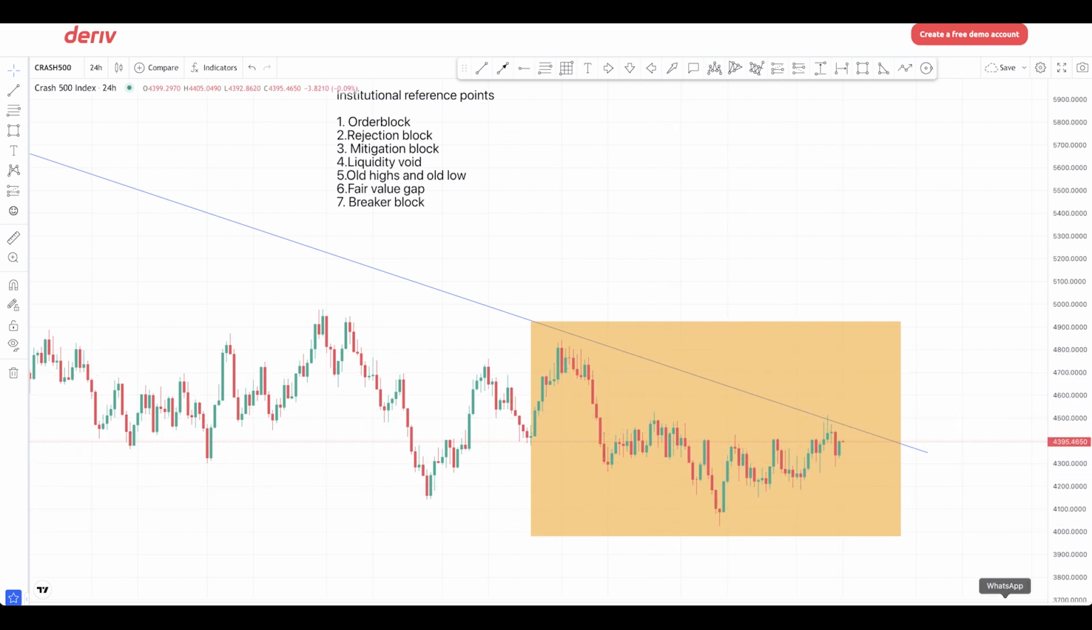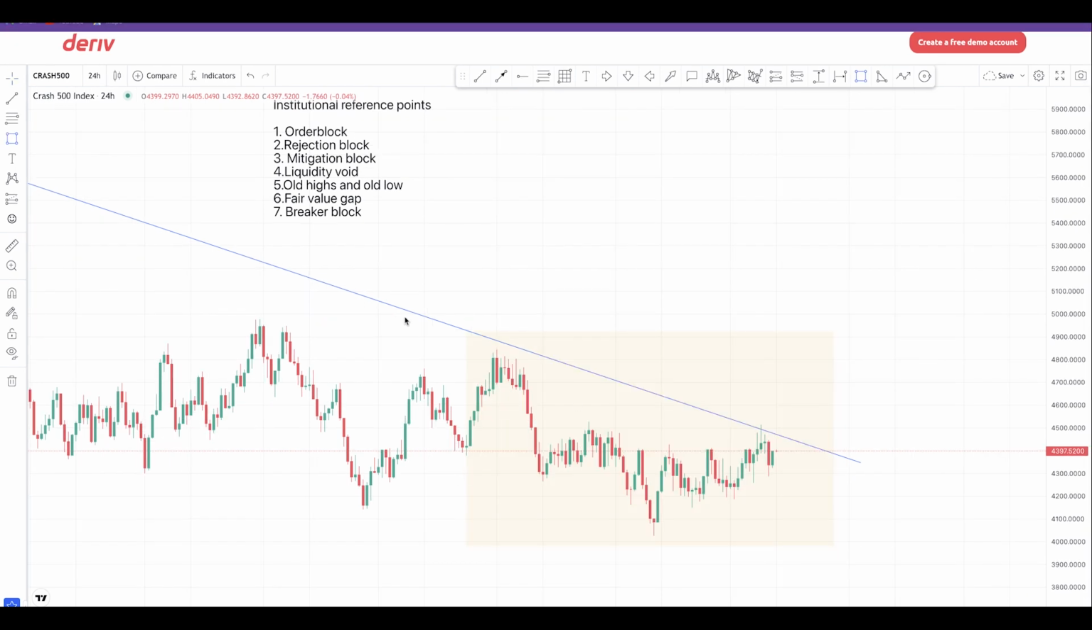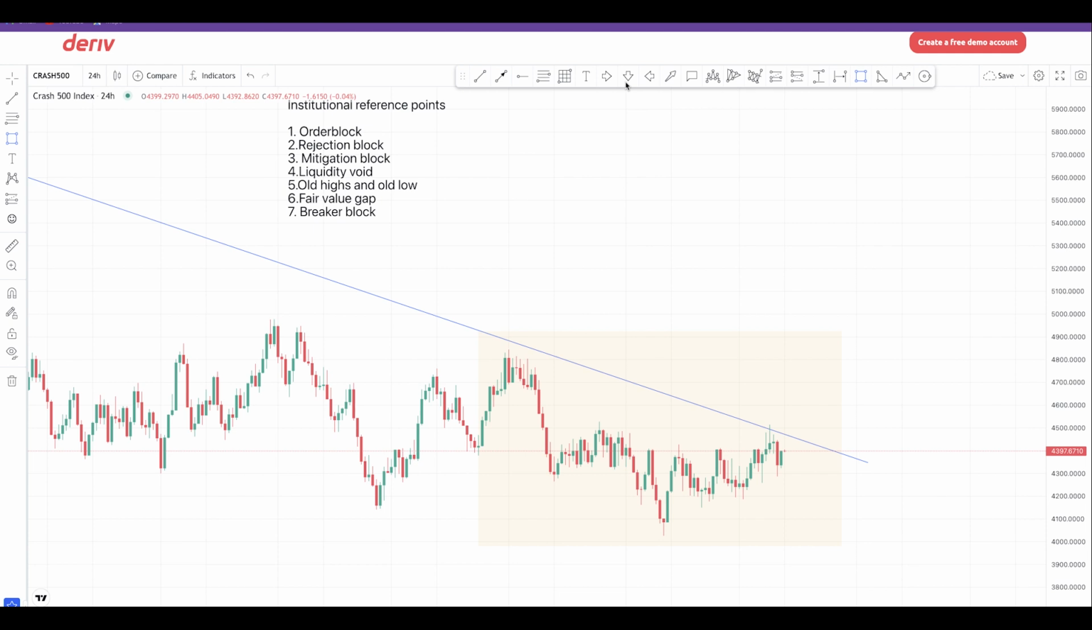Alright, so the first thing I did here is to spot an institutional reference point. And you know, these institutions, anytime they want to take orders, they usually take 2 orders. They take the first order and then they refill the second order later. So what we are interested in is where they took their first order. Their first order was taken around this area. You can see this is a supply zone.